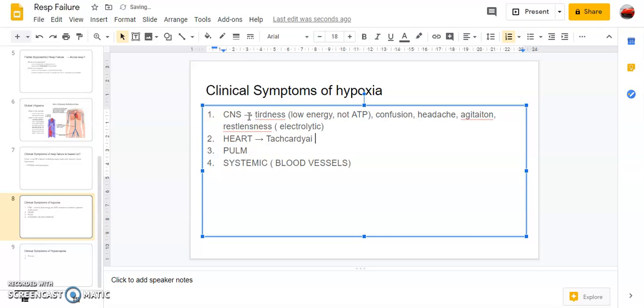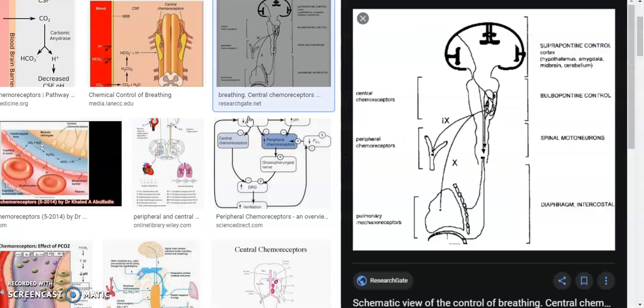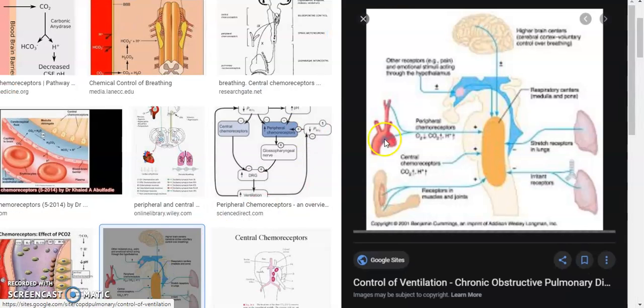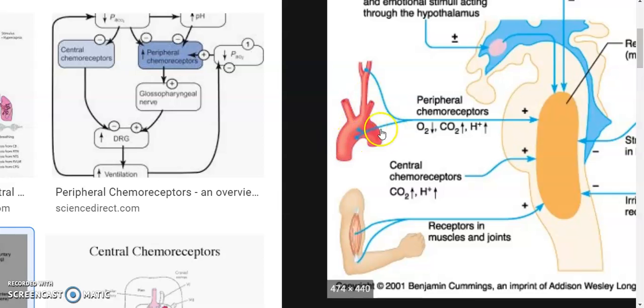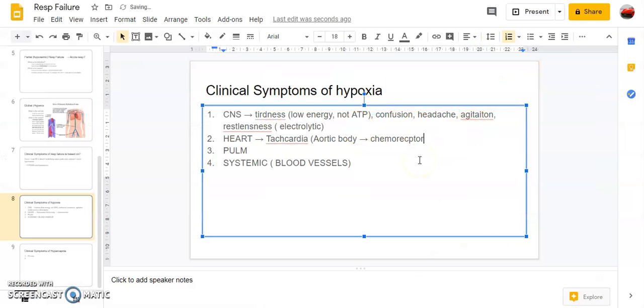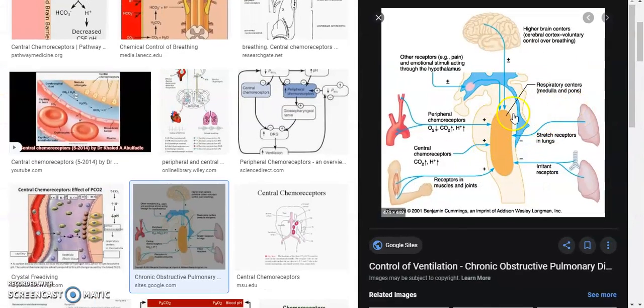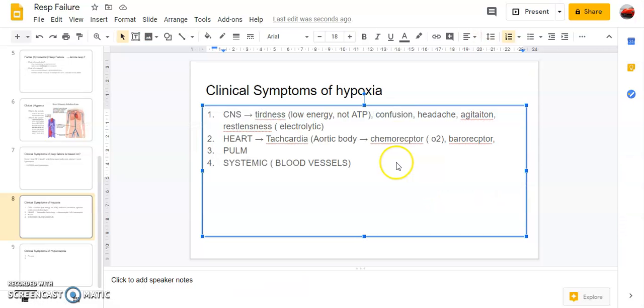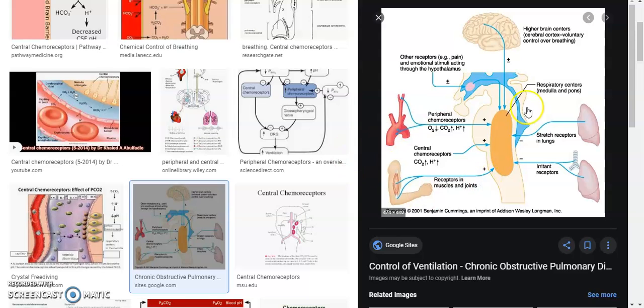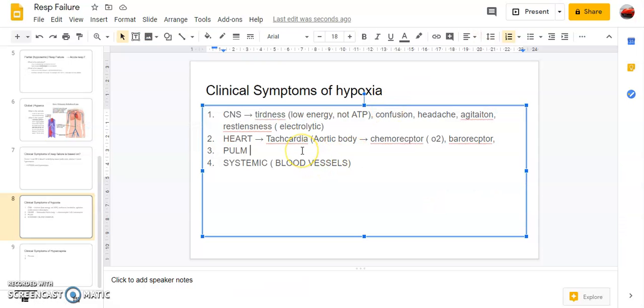Why are we having tachycardia? What's the reason behind that? Because your aortic bodies are being stimulated. What even is an aortic body? It's on your aorta. So aortic bodies will be present somewhere here. It's a chemoreceptor for O2, and a baroreceptor for blood pressure, which is not important here. It goes to your medulla oblongata, and then you get a response back to your heart, telling it to go tachycardic, to increase cardiac output and stroke volume.